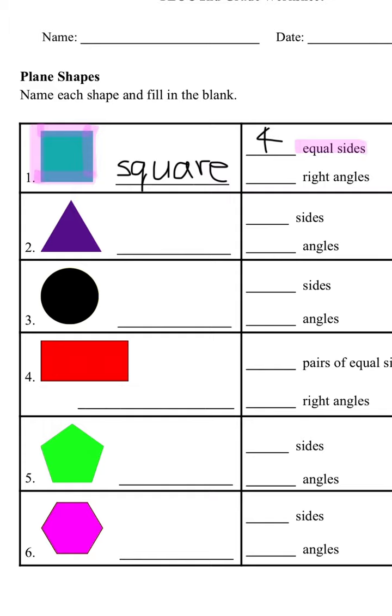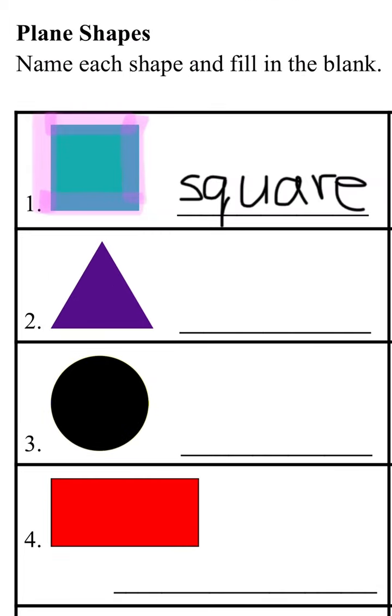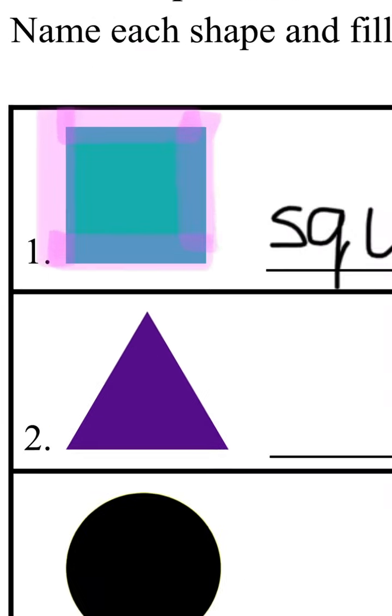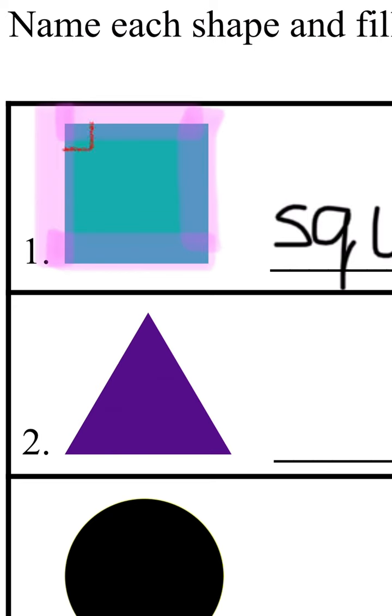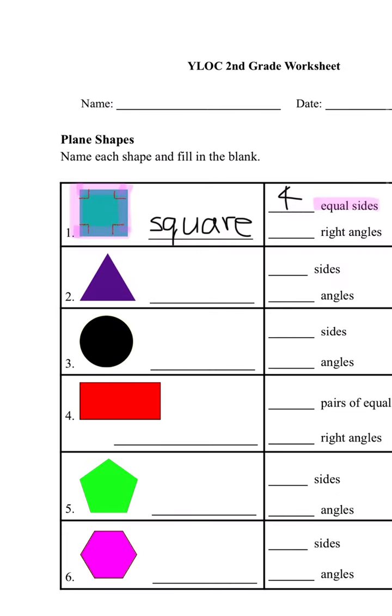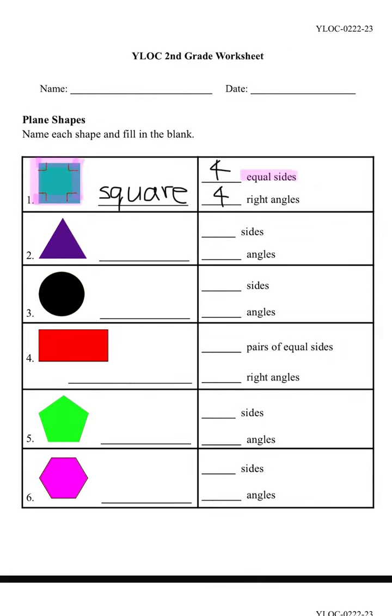And count the right angles. So one's over here. Over here, that's 1. This is 2, 3, and 4. So 4 sides and 4 right angles. We're going to try number 3.